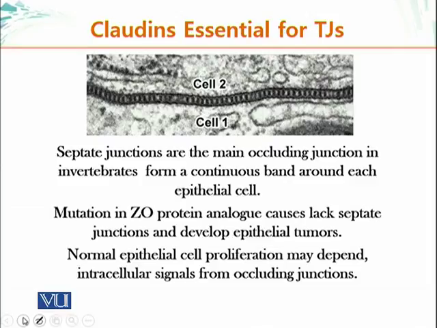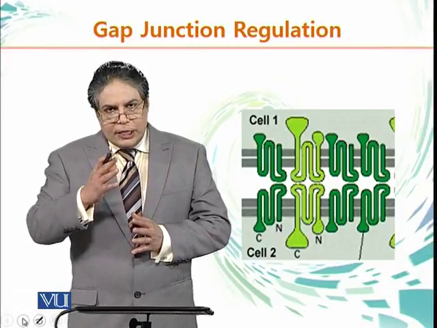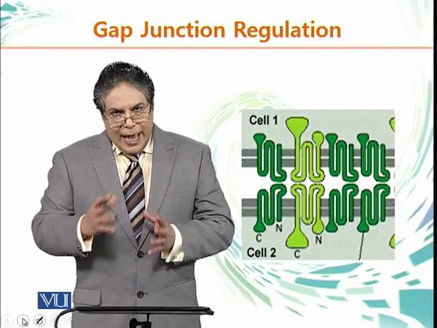This suggests that normal epithelial cell proliferation may depend upon intracellular signals coming from occluding junctions. So not only are these proteins sealing the membranes of two cells together, they're also providing signals to the cell, and they're interacting with the cytoskeletal element of the cell also. In the case of these tight junctions, the cytoskeletal element is actin filaments.